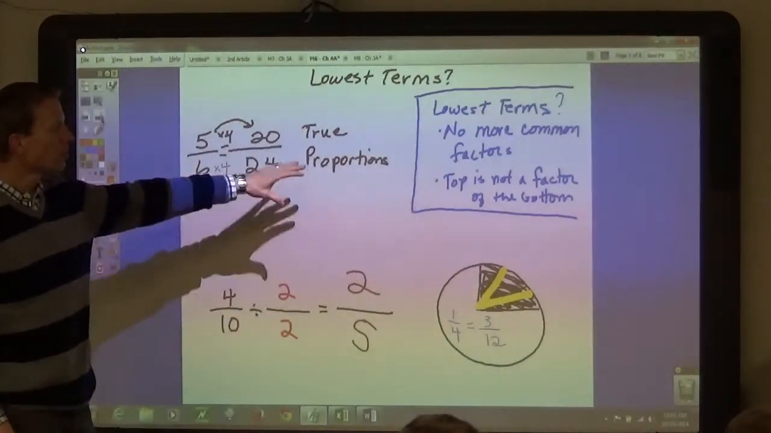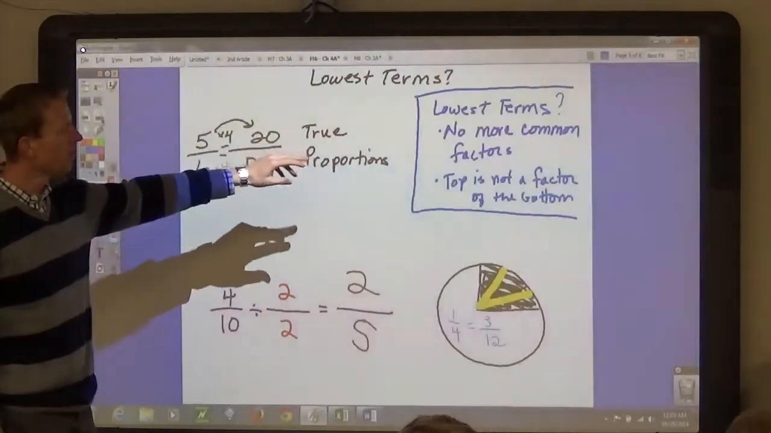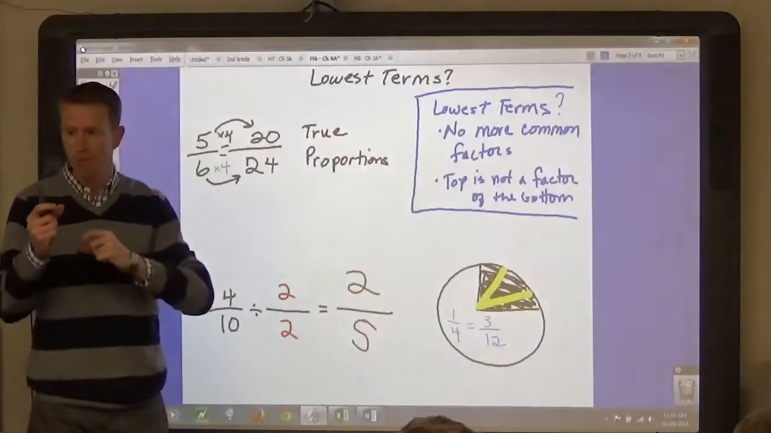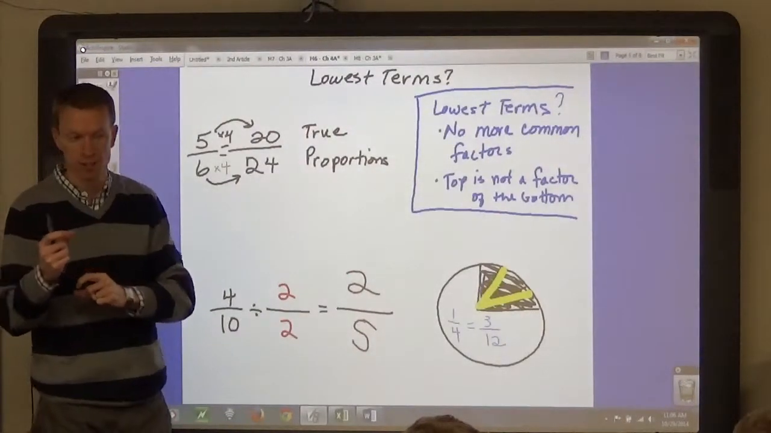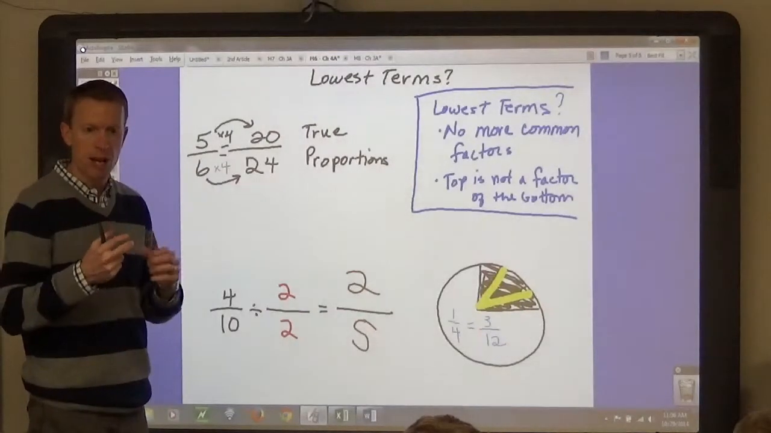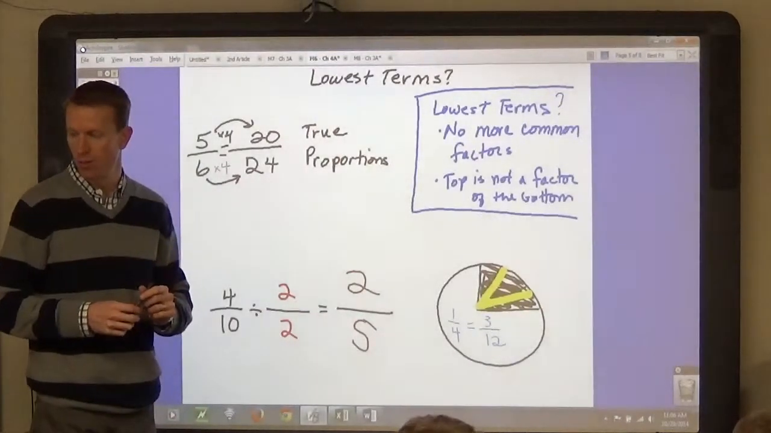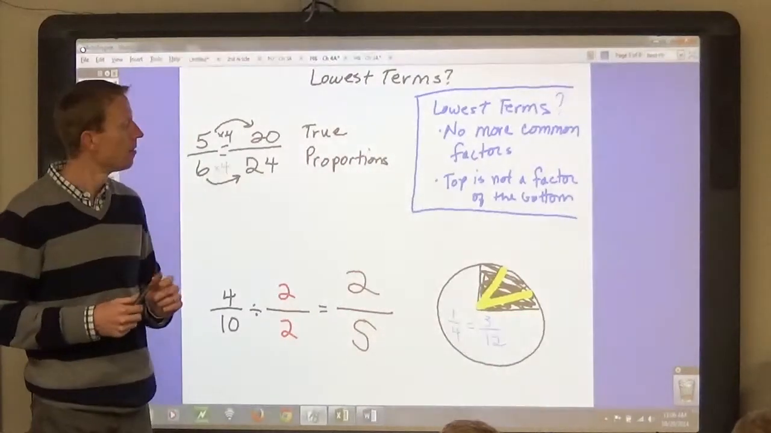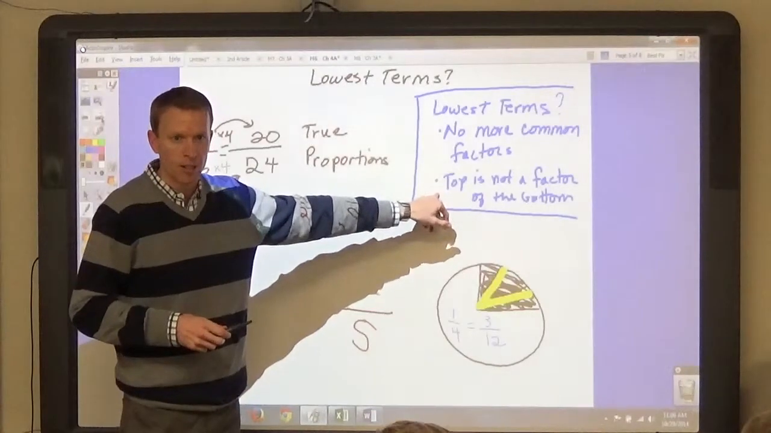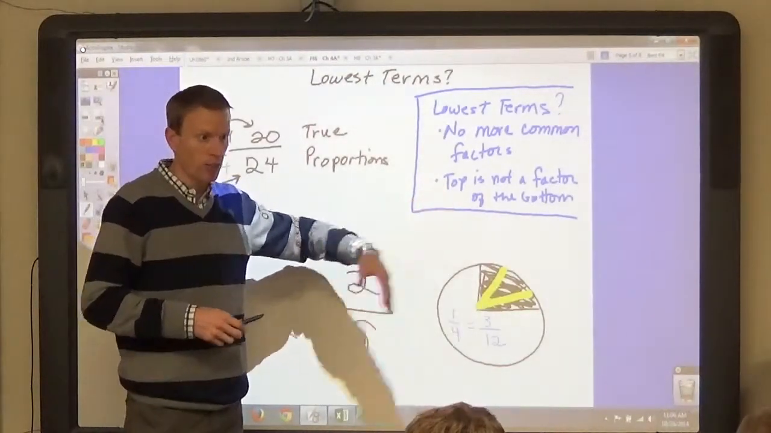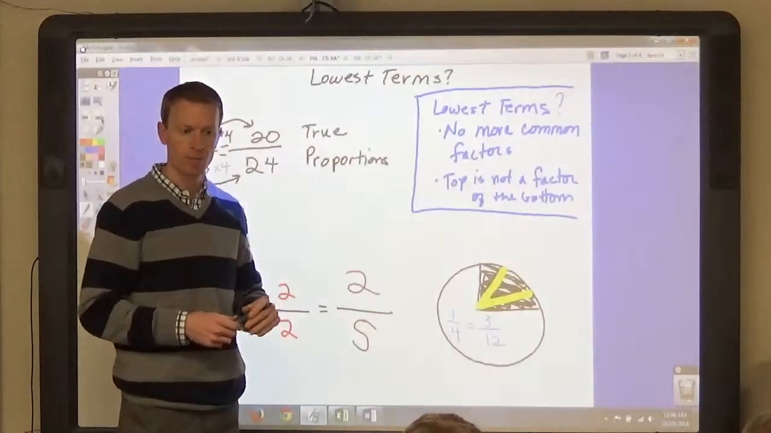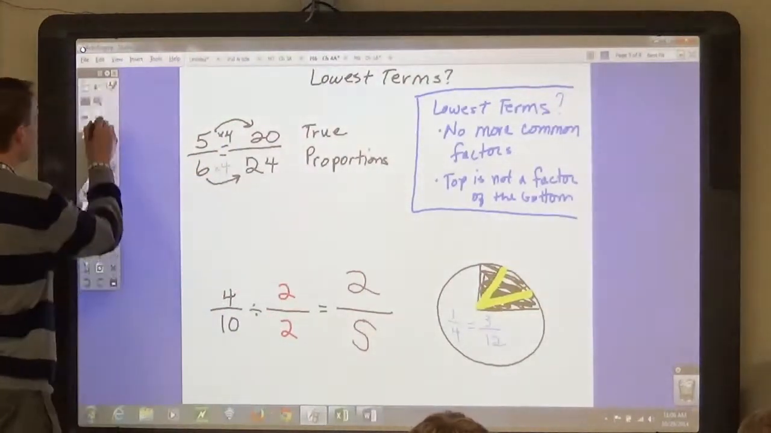So, for lowest terms, also called simplest form, you know you have it in simplest form if the two numbers have no common factors. Okay? There are no other numbers that both numbers go into. And the top number then is not a factor of the bottom number. Because otherwise, the top number would go into itself, and it would go into the bottom number. Means it would divide evenly into that number.